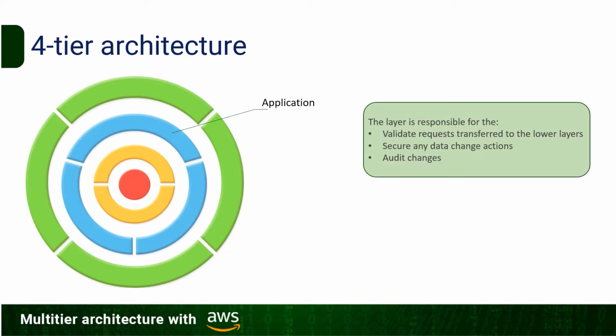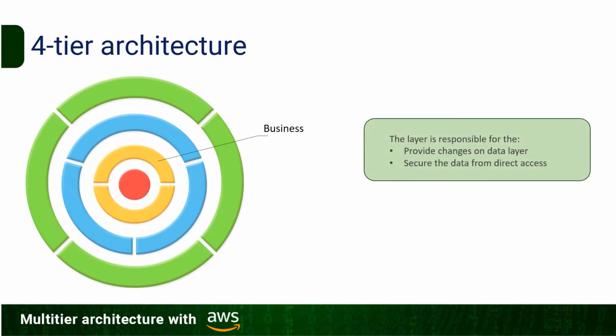The application layer is responsible for the secure transfer of the data, validating requests and auditing them. The business layer is the one which has access to the data, and its main target is to provide secured interaction with the actual data. It means it's responsible for all queries that lead to changes of the data.